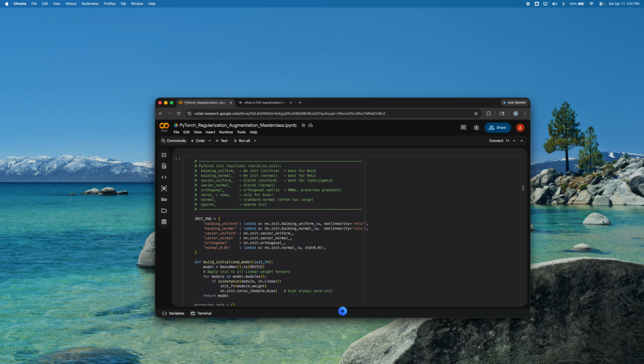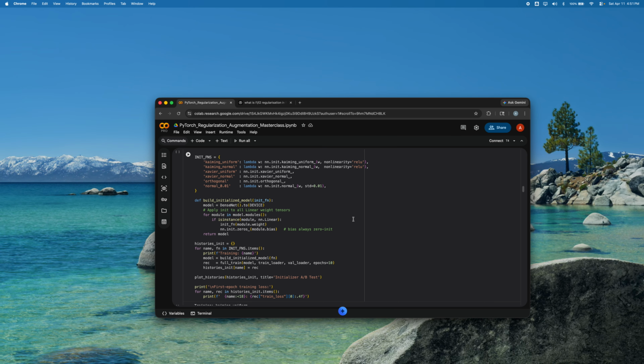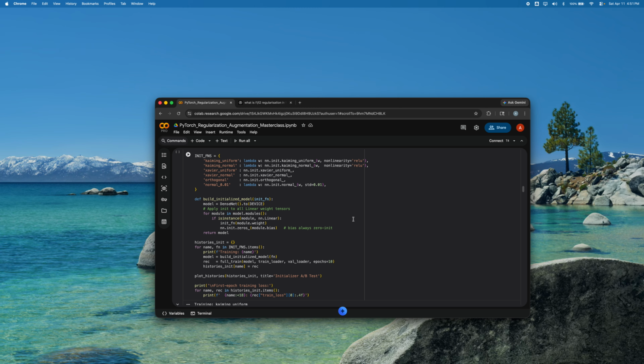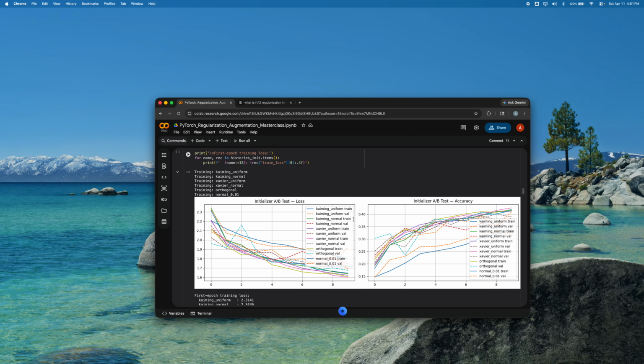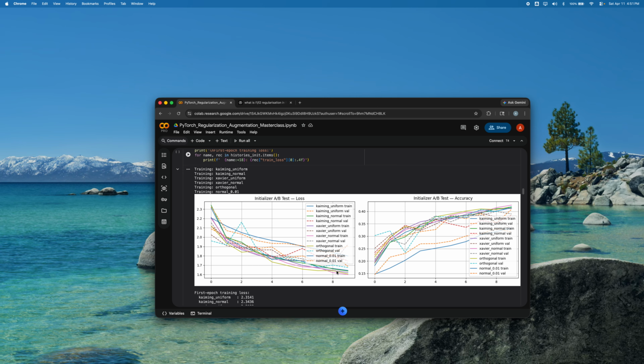Each is tested by looking at the first epoch training loss, and a good init means learning fast from the very beginning. So here you can see the performance of the loss and the accuracy of all the 4 strategies I mentioned.